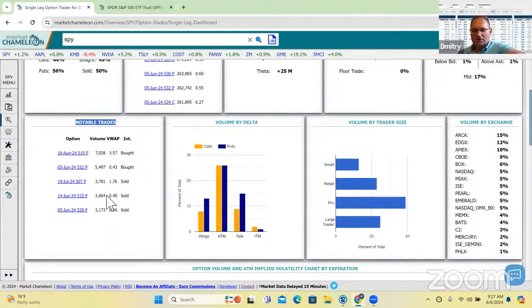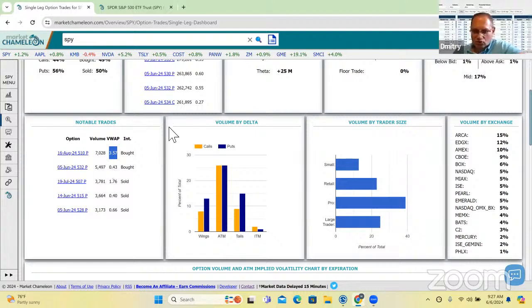And here we get a little bit different picture because now some of them are going out further in time, longer dated. We see one August 16th expiration, the 510 put. We found a trade that traded 7,000 contracts for a VWAP price of $3.57. And we interpreted it as an incoming buy order.